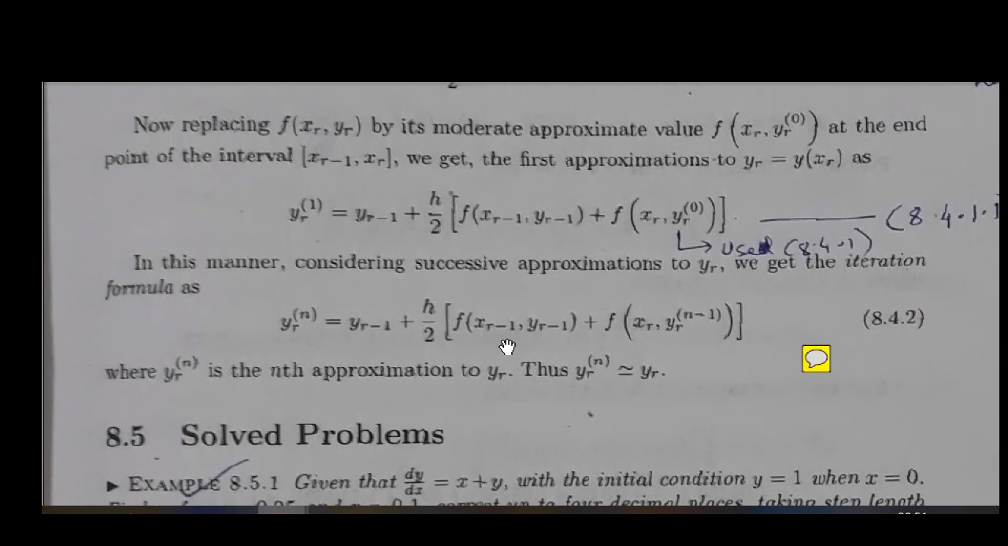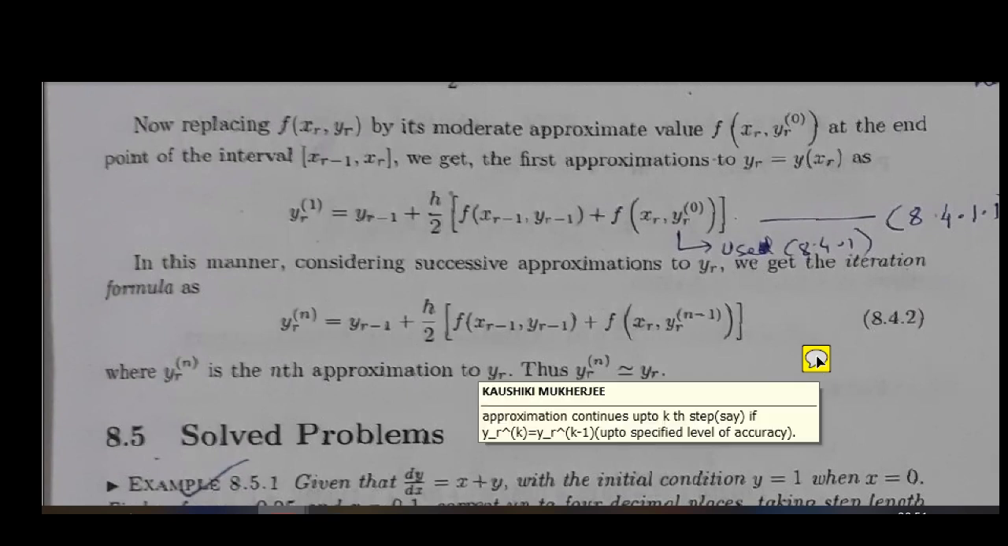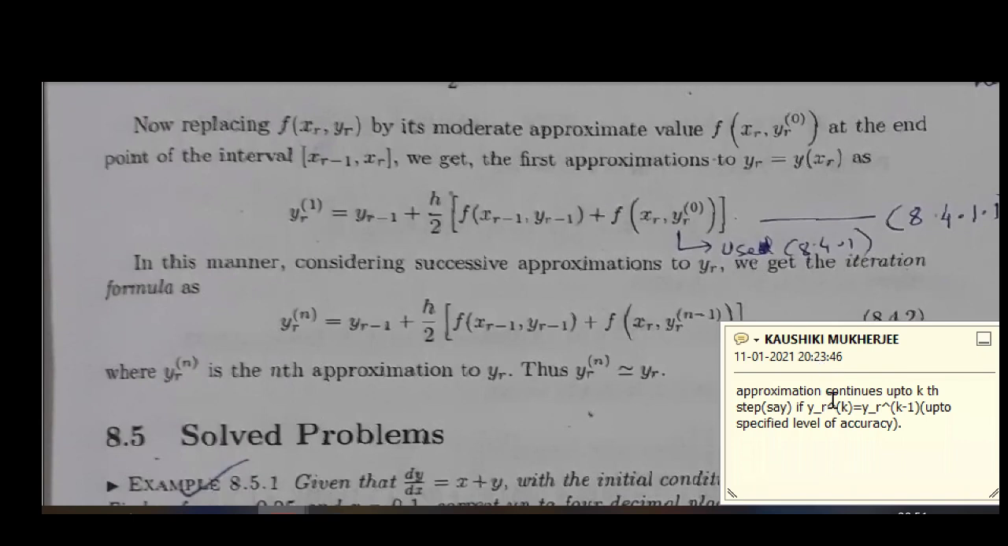Okay. And how long should we continue? If you want to continue this approximation, you have to continue up to the kth step, if the k step approximation you are getting is equal to the k minus 1 step approximation up to the specified level of accuracy. Specified level means, say, up to 5 decimal places, up to 6 decimal places, as we usually do in numerical procedures. Okay, so if you get these equal, then you stop here. So this should be your check step.